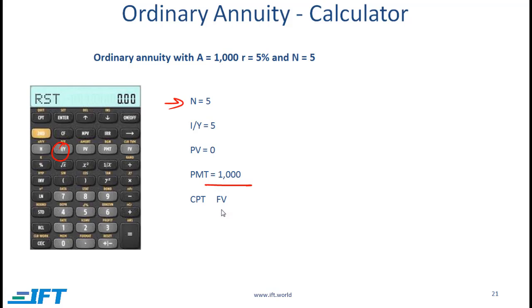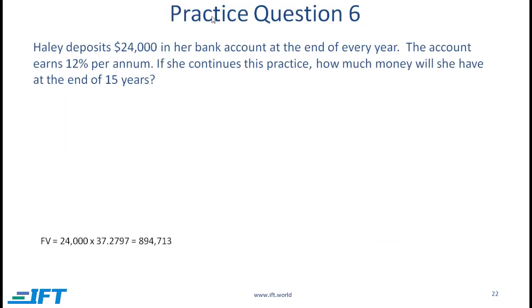And then you compute future value, and the answer that you should get is the same as what we've seen on the previous two slides. You should get 5525.6. And again, this is what you should do on the exam, because this is the fastest method and doesn't require you to memorize the annuity formula. Now I want you to work through practice question 6.